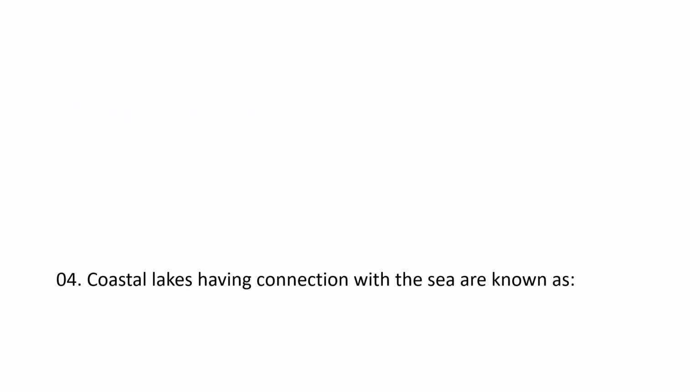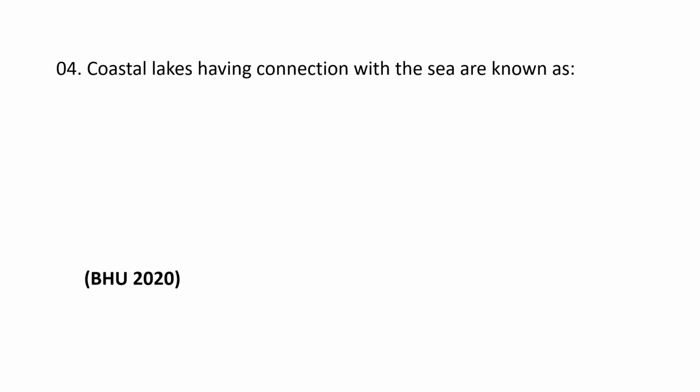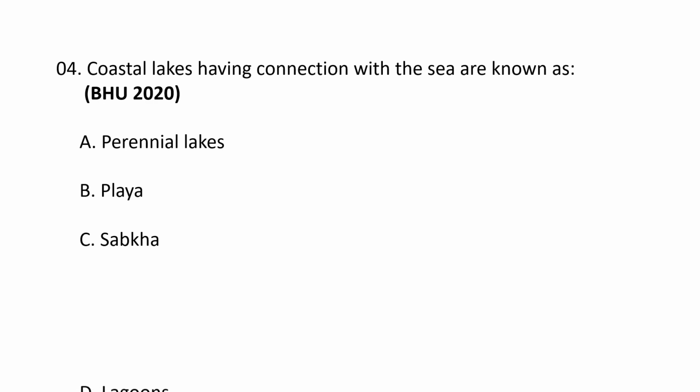Next question. Coastal lakes having connection with the sea are known as A. Perennial lakes, B. Playa, C. Sabkha, and D. Lagoons. So the correct option is lagoons. Coastal lakes that are connected to the sea are generally called lagoons. These bodies of water are often shallow and separated from the open sea by a sandbar or barrier island or coral reef, but retain some connection through channels or inlets. So coastal lakes having connection with the sea are known as lagoons. D is the correct option.